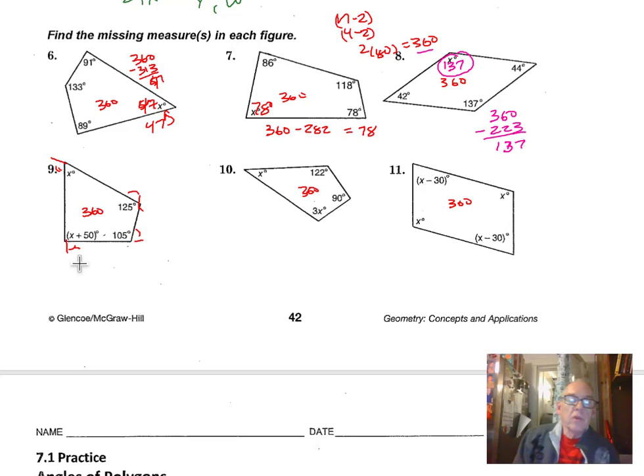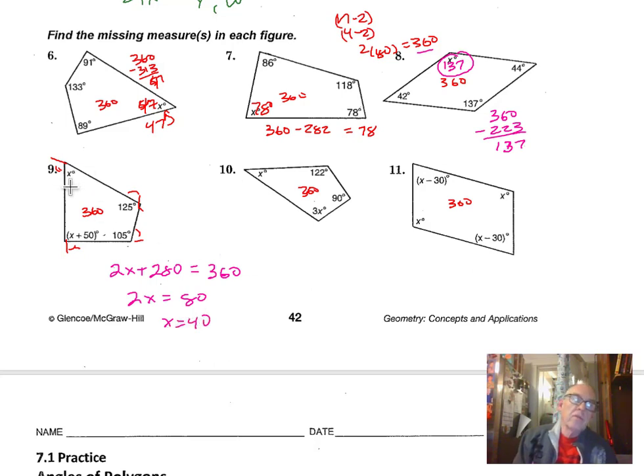If we look at number 9, we got some algebra involved in this. We've got 2x plus 50 plus 125 plus 105. So adding the numbers up, we get 230, and 50, we get 280. And altogether, 4 sides has to be 360 degrees. Take away 280 from both sides. 2x is 80. X is going to be 40.